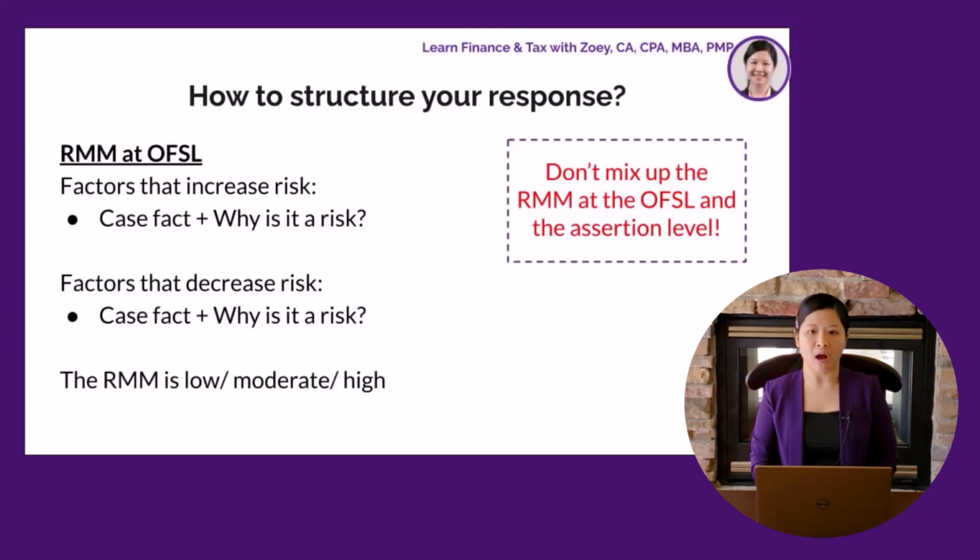In order to achieve a competent grade, your response should include the following. First, you need to identify the risk factors that either increase or decrease risk of material misstatement, the RMM. Keep in mind we are talking about the overall financial statement here, rather than the individual accounts or transactions. For each of the factors, you need to explain why it is a risk, why it increased or decreased risk. Finally, you need to conclude on the overall RMM, which may be low, moderate, or high.